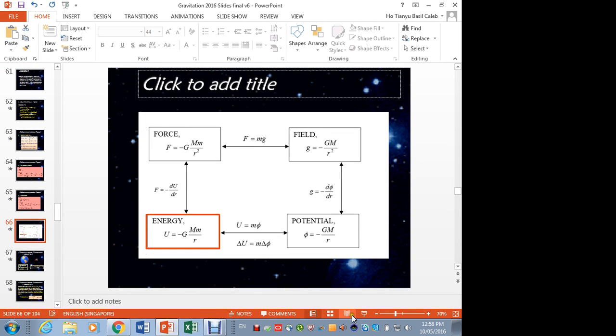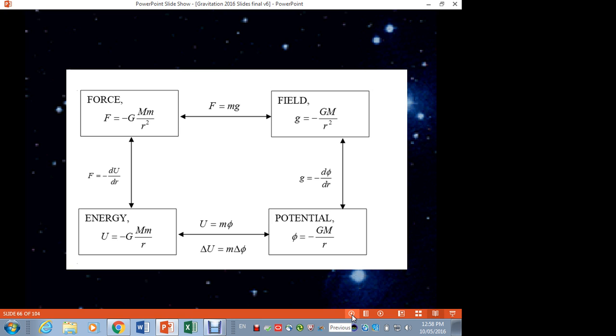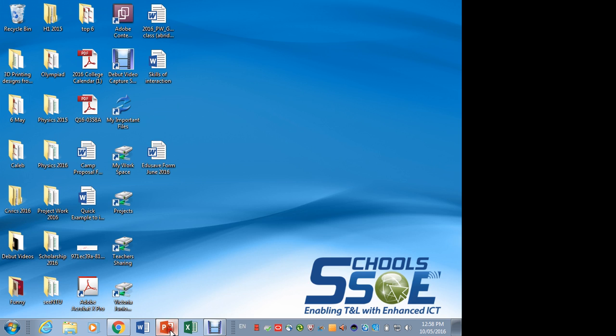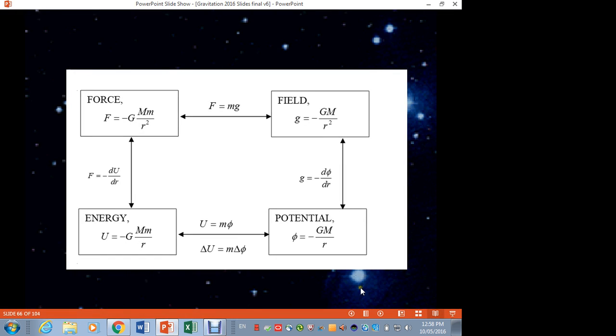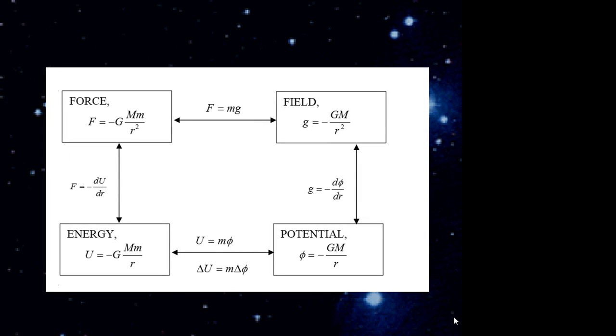Oops. Right, we are now going to talk about gravitational potential energy. Okay, what's wrong? Why is my screen acting so strange? It doesn't go full screen. What's happening? There you go. In full screen. Talk to you about energy, right?